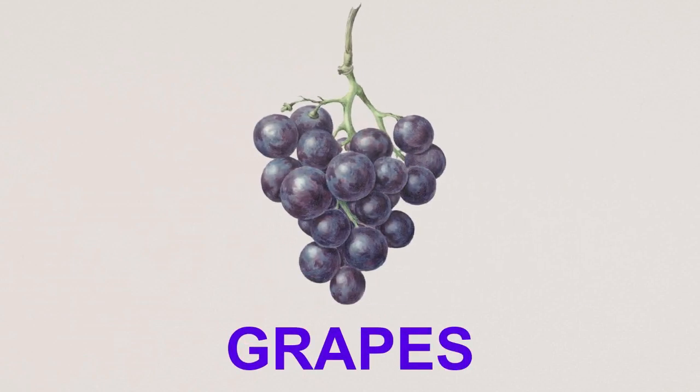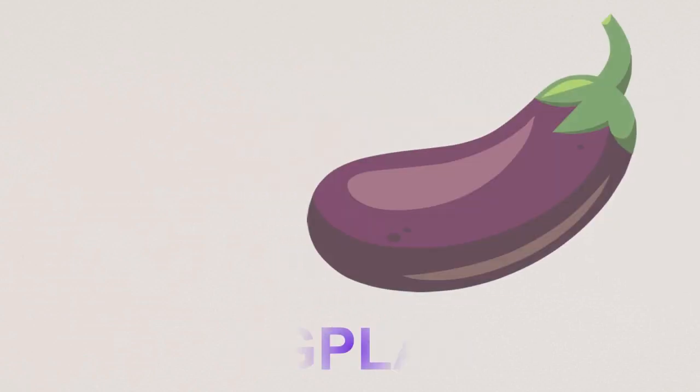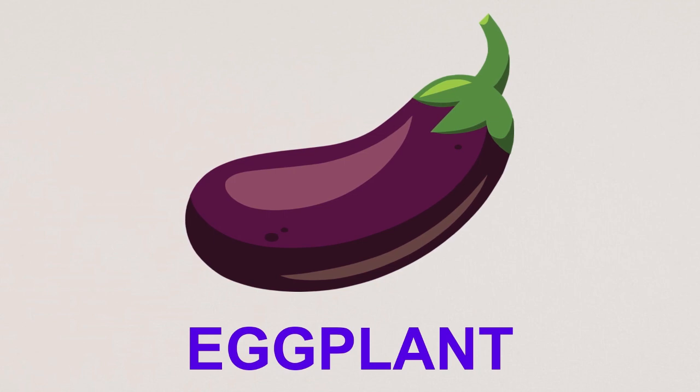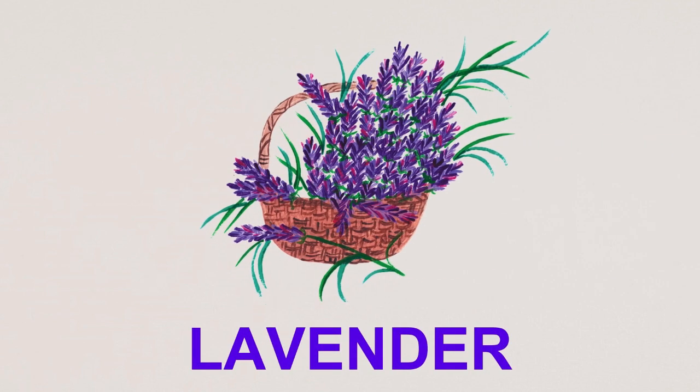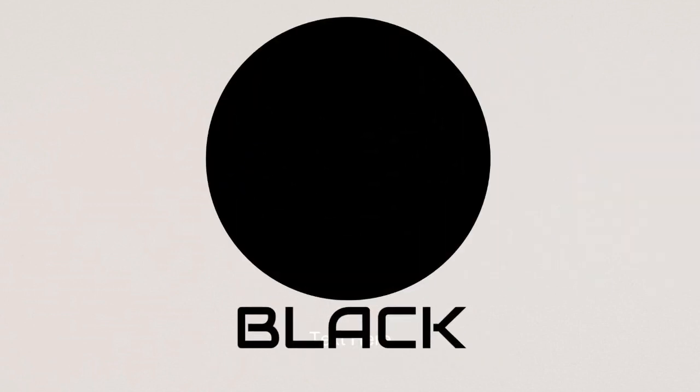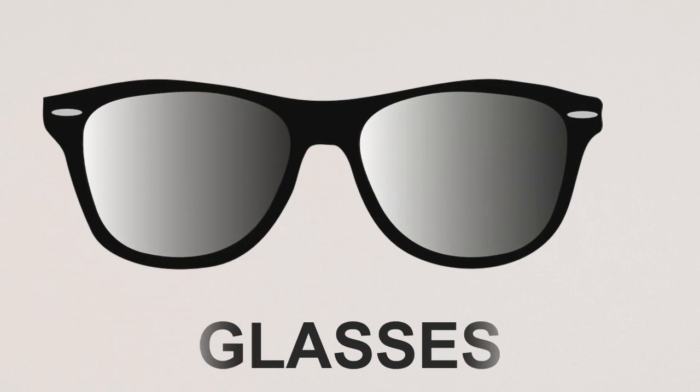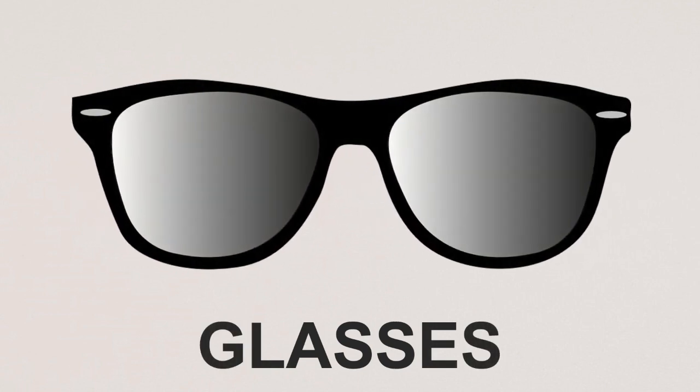Grapes are purple. Eggplant is purple. Lavender is purple. This is black color. Glasses are black.